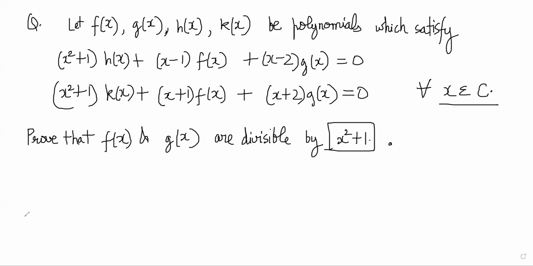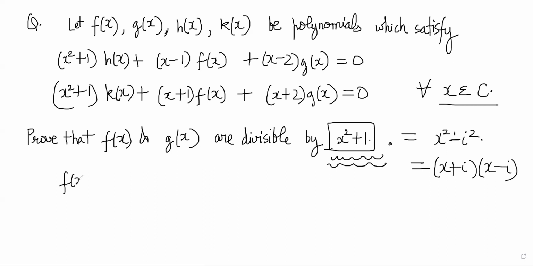Right. So there are four polynomials f, g, h, and k which satisfy these two relations for all x belongs to complex numbers, and we have to show that f of x and g of x are divisible by x squared plus 1. Right? Now, in order to show that it is divisible by this factor, x squared plus 1 is a quadratic factor, so that means x squared plus 1 could be written as x squared minus i squared, which is x plus i and x minus i.